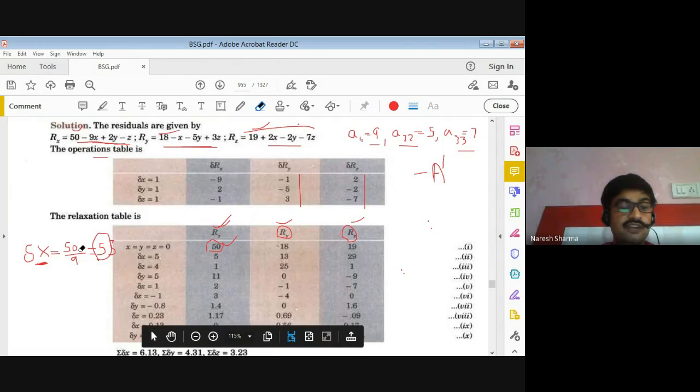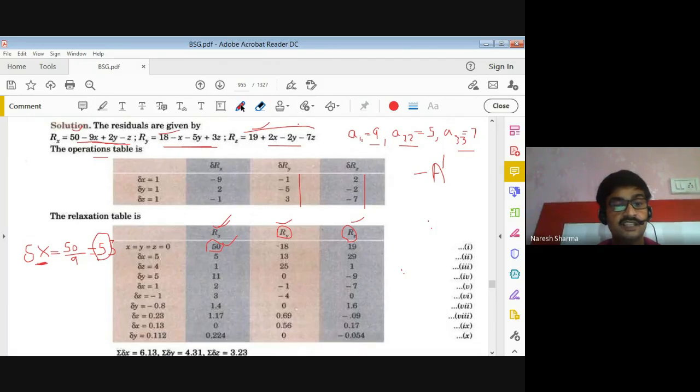So once you divide this 50 by 9, we assume here this value is 5. This is 5 point something, but as it is more than 1, you can take the integer part, no problem. So we assume here 5. This table says the 1 unit can change the residual of x by -9, this change by -5, this change by 2 units. But here we want to change this by 5 units.